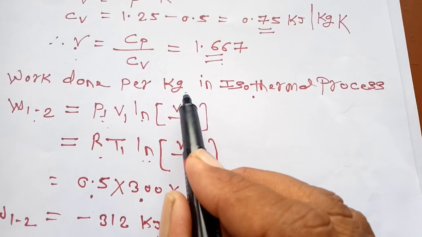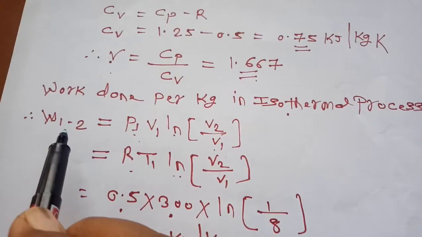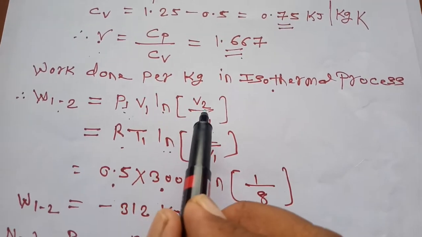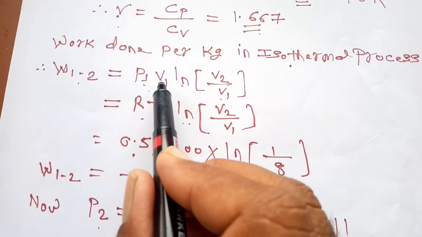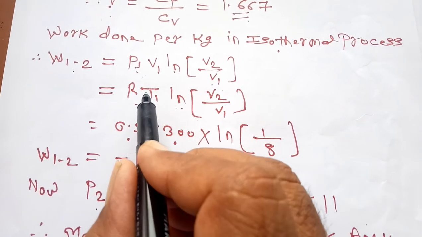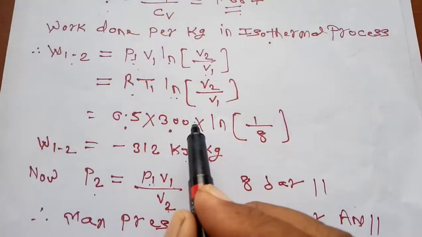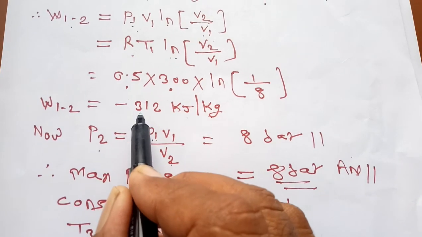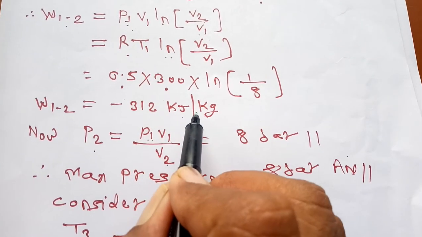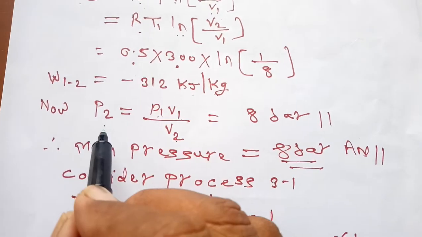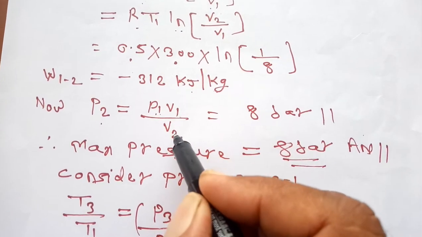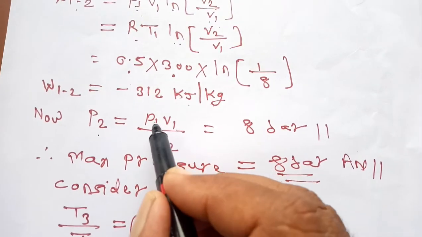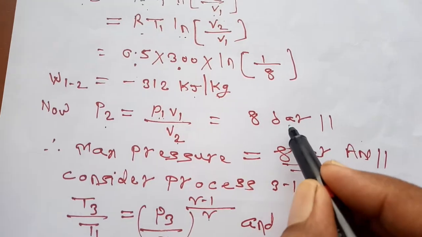Work done per kg in isothermal process, that is W12, by the equation P1 V1 log of V2 by V1. So this P1 V1 can be replaced with RT1. So keep all the known values in this equation. So W12 comes minus 312 kilojoule per kg. Now P2 is equal to P1 V1 by V2, P2 is equal to 8 bar. So keep all the known values here. So this is the maximum pressure in the cycle.